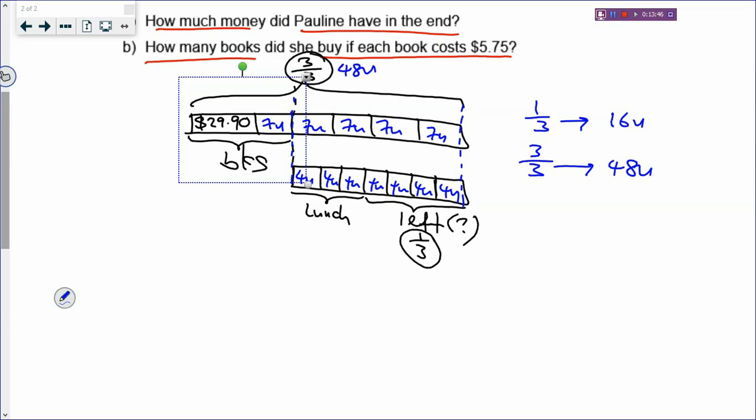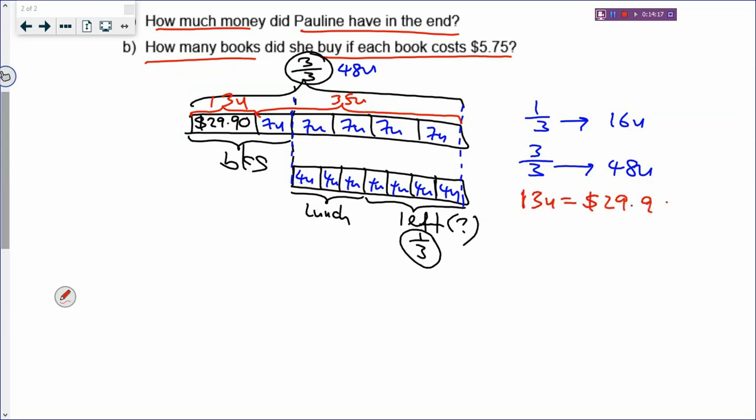Alright, then you study carefully. You look at the model, and what else can you do? All the money is 48 units, and you minus all this, which is 35 units, right? That will give you how many units is $29.90. So you take 48 and you minus 35, that will give you 13 units. And your 13 units is equal to $29.90. So your 1 unit must be $29.90 divided by 13, your 1 unit is $2.30.